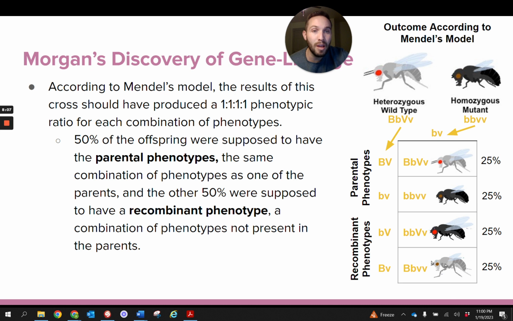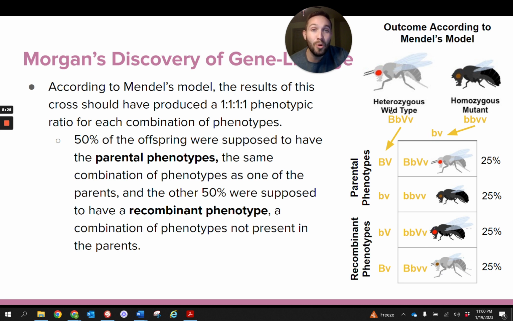And so here's the expected outcome. This is what we would predict to happen if everything's playing out according to how Mendel would have predicted. Now, the actual outcome, which I'll show you on the next slide, was not this. It wasn't 25%, 25%, 25%, 25%.